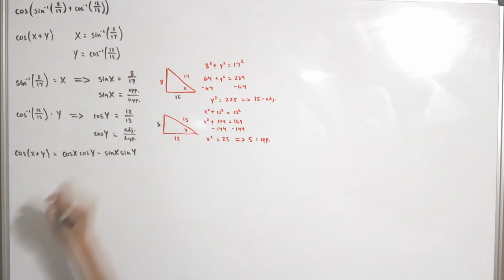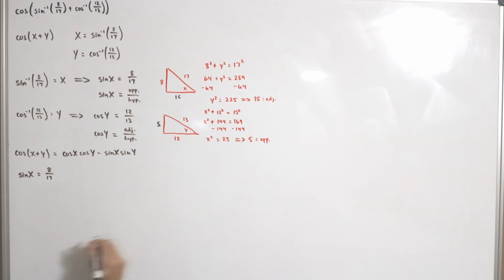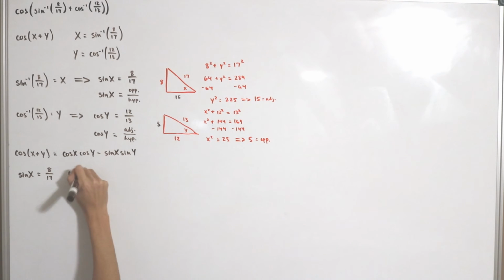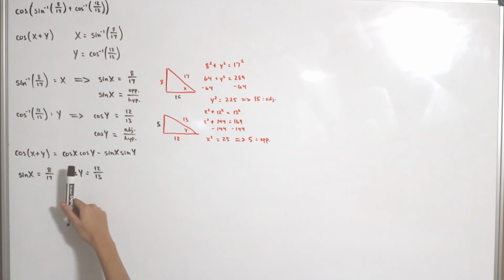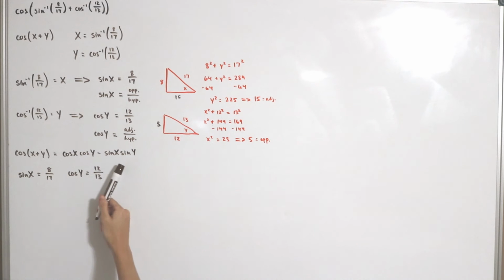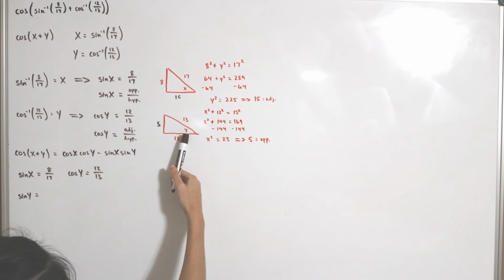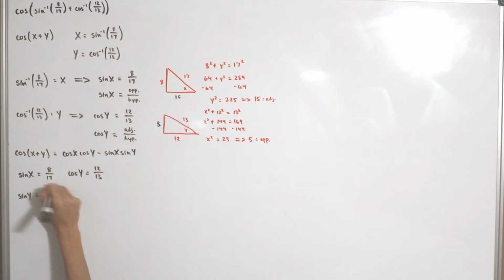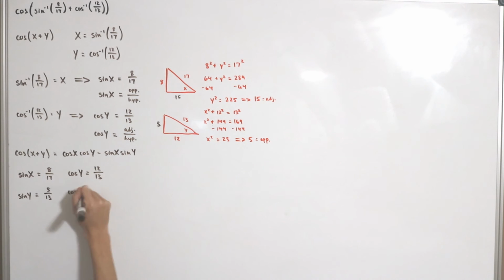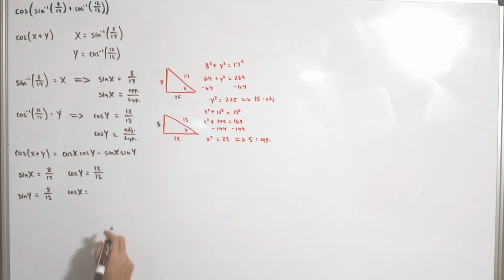Reiterating, we so far have that sine of capital X is equal to 8 over 17, and cosine of capital Y is equal to 12 over 13. All we have to do is find our values for cosine of capital X and sine of capital Y. Sine of Y is opposite over hypotenuse, which is simply 5 divided by 13. And cosine of capital X is 15 divided by 17.